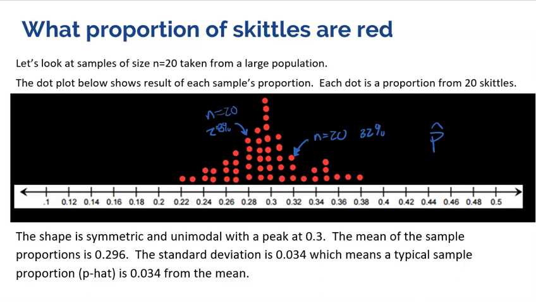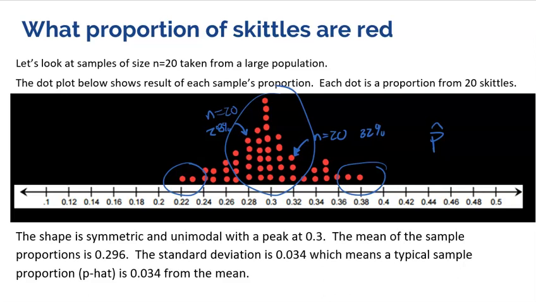And what I can see here is a nice shape, right? I see a nice symmetric mound shape where very few samples were extremely low percentage of red, very few samples were extremely high percentage of red, and most were in the middle, right around 30%. So I would say the center is about 30%, 0.3. Now, if you actually take a mean of all these p-hats, and remember, every one of these dots is its own p-hat, a number, if I were to take the mean of all of these proportions, I would get 0.296.